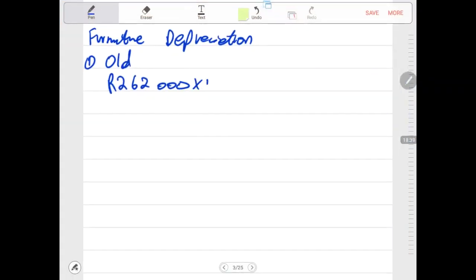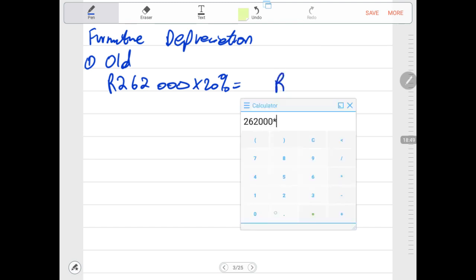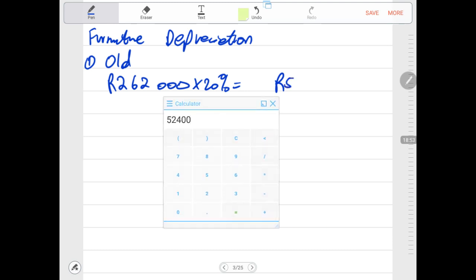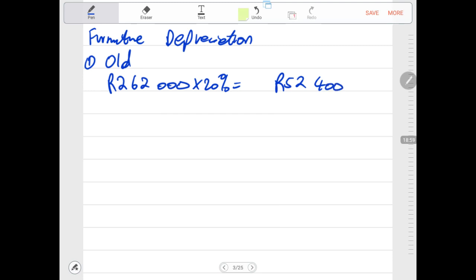We multiply this by 20%. Remember, the old finisher was not sold, meaning it remains in the business up until the end of the year. So now we multiply this by 20%. It gave us 52,400. So we are clear with that. That is for the old finisher. Then now we need to go to the second category of the finisher.